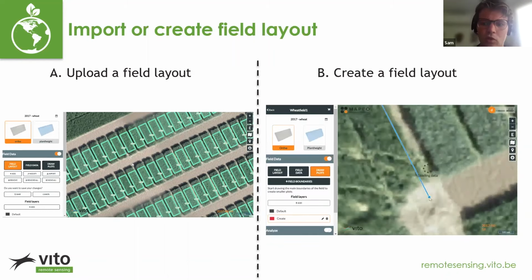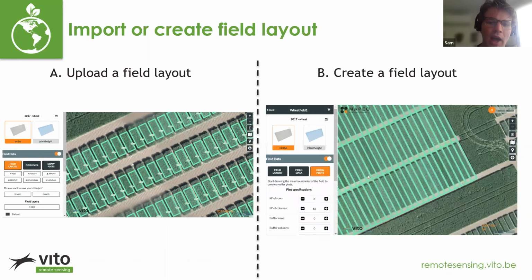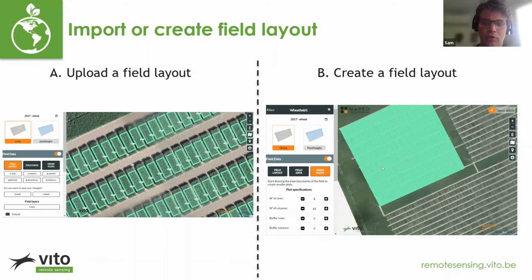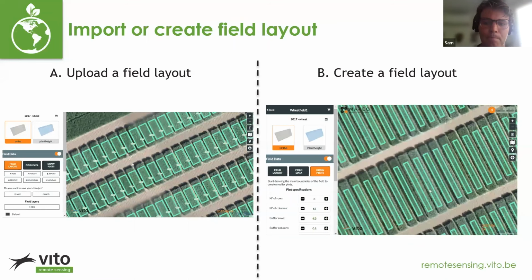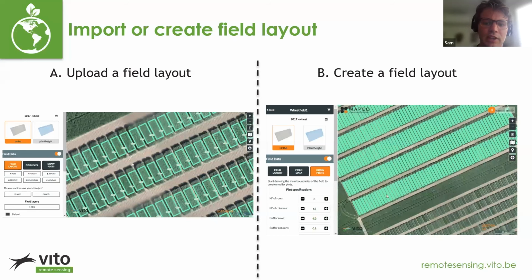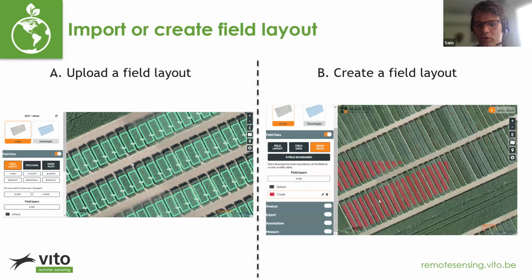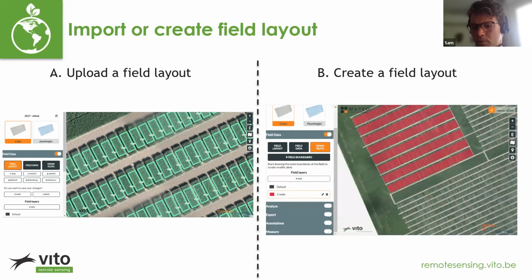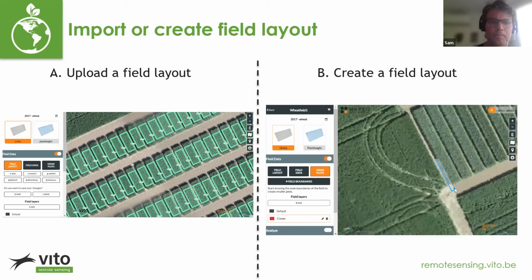We provide a simple tool to delineate these, but you are also able to upload your own shape files if you already know where your plots are and have created them offline. And additionally, if there are specific cases, such as for lots of different vegetables where you might have irregular plots, we are able to assist in getting these set up.